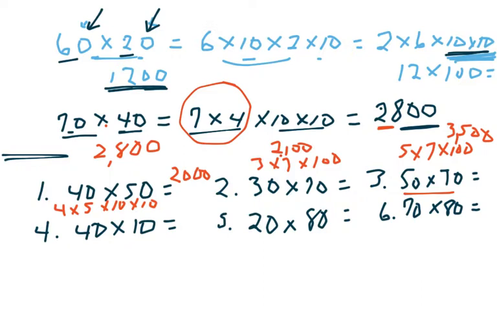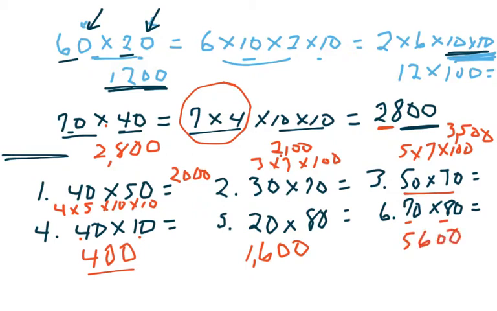To multiply the whole numbers, 4 times 1 is 4, and it's going to be 100 because it's 4 times 10, 10 times 10, 10 times 1. 4 times 1 is 4, 10 times 10 is 100, 400. 20 times 80, 2 times 8 is 16, and it's going to be 100. 70 times 80, 7 times 8, 56. 10 times 10, it's going to be hundreds. So there we are. We got it. Pretty simple, multiplying by multiples of 10.